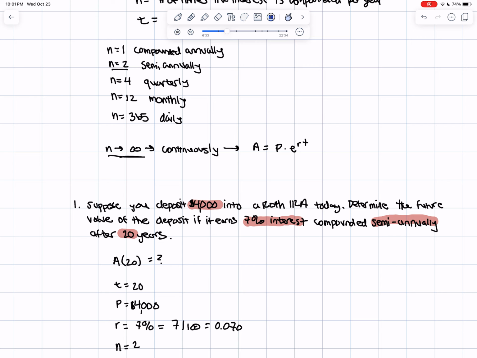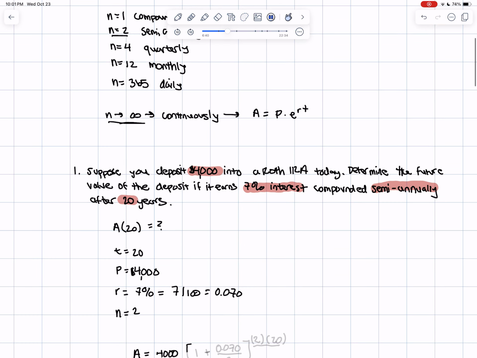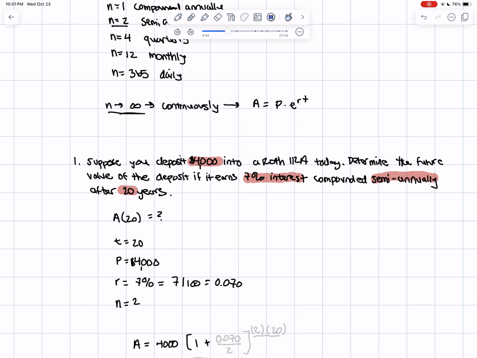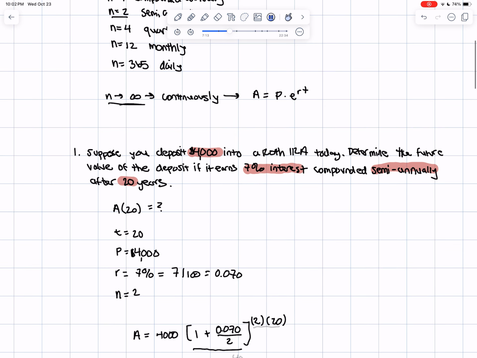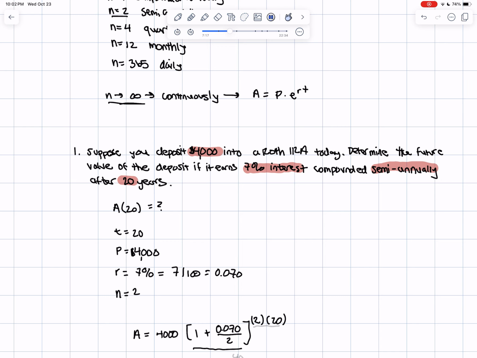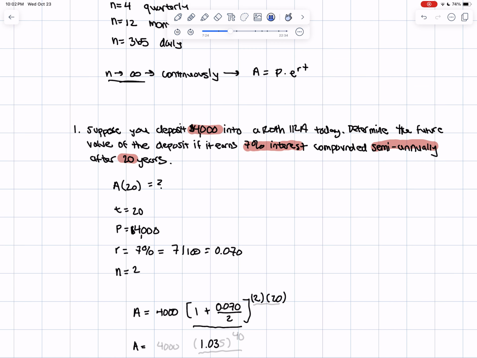Now we can set up our equation. So A equals, what's our P? 4,000 times (1 plus R over N. So R is 0.07 over our N). And then what's left? Well, we have to multiply N times T. So N is 2 times our time. Okay, so now I'm going to break this calculation apart. I'm going to do the brackets first. So 0.07 divided by 2 is 0.035, plus 1. So that's 1.035.